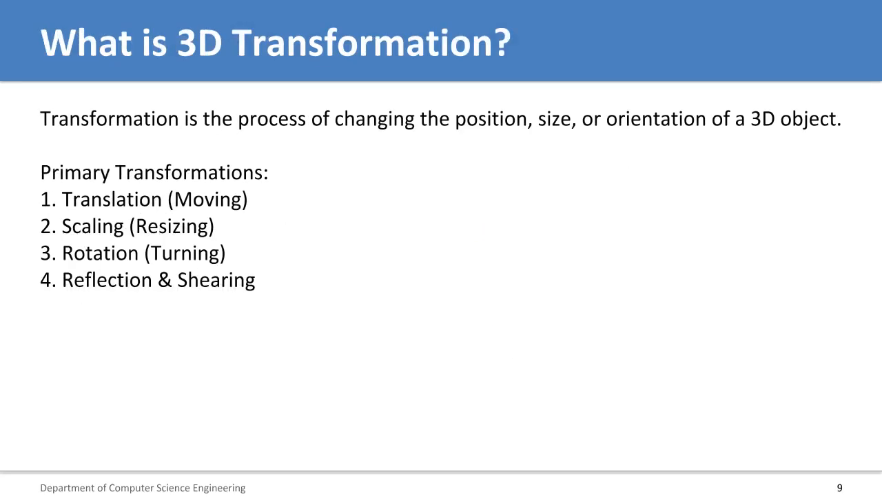A 3D transformation is the process of changing an object's position, size, or orientation. The major types of transformations are translation, scaling, rotation, reflection, and shearing. These transformations are widely used in computer graphics, animation, gaming, and simulation applications.